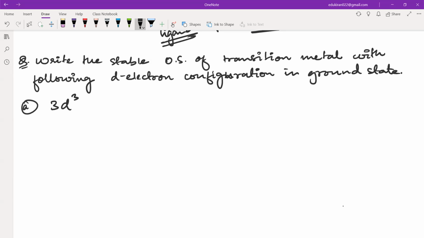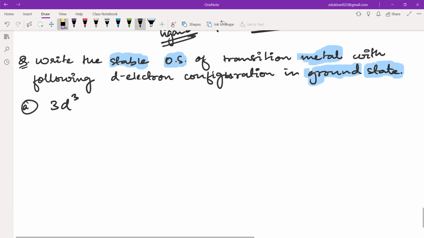First of all, let me tell you about this question. What is it asking? They are asking which oxidation states can be stable for a transition metal with the following d electrons. There are 3 electrons in the d orbital, and it is in the ground state. That means it is neutral, not a charged species, so you don't have to think about charged species. Here we have 3d3.